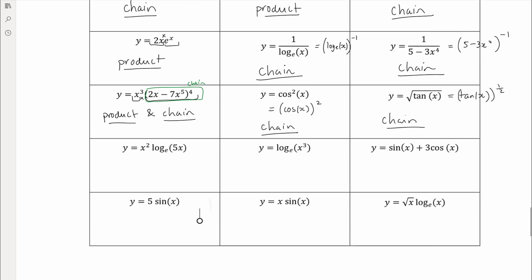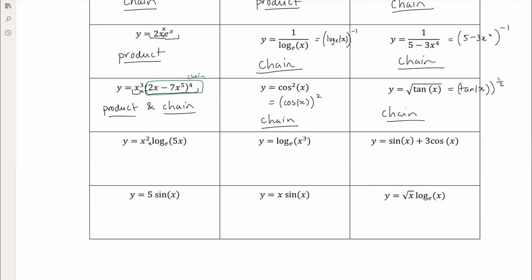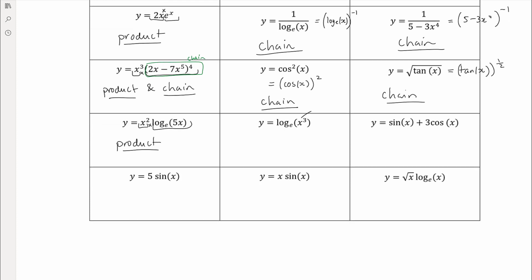Okay, next one, x squared times log e of 5x. So this is multiplication here. We've got a quadratic function multiplied by a log function, and so we're going to need the product rule. Log e of x cubed. Again, you've substituted x cubed, a cubic, into a log function. It's a composite function. That's going to require the chain rule.